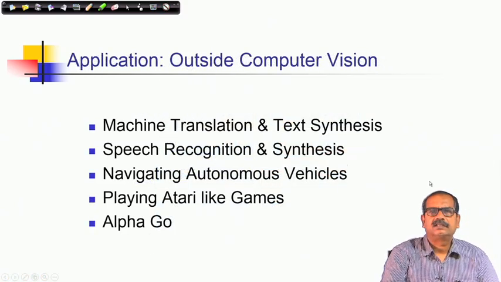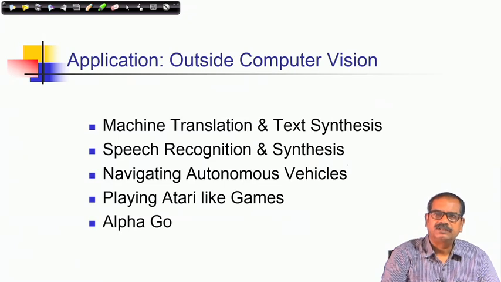Many other applications are there, not only in computer vision. Deep neural architecture is used in other areas, say machine translation and text synthesis, speech recognition and synthesis, navigating autonomous vehicles, playing different kinds of games, even playing chess, AlphaGo, these are the things.